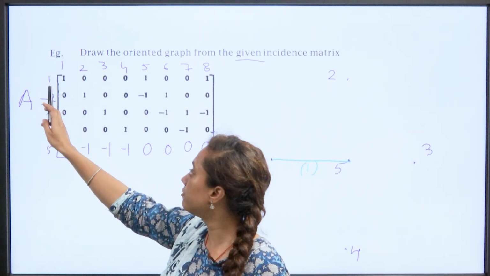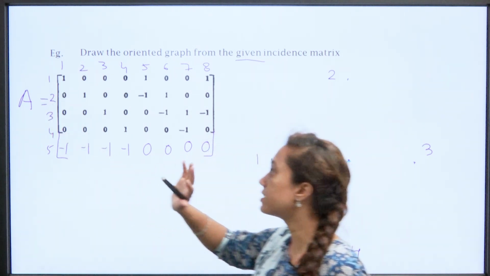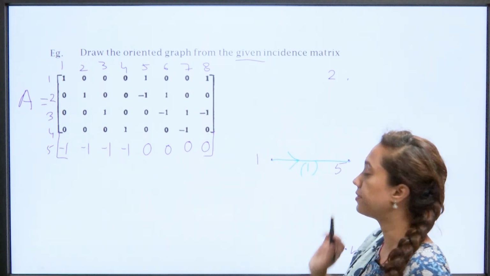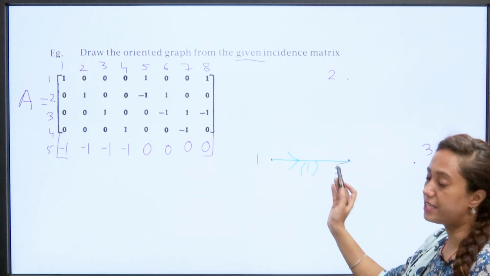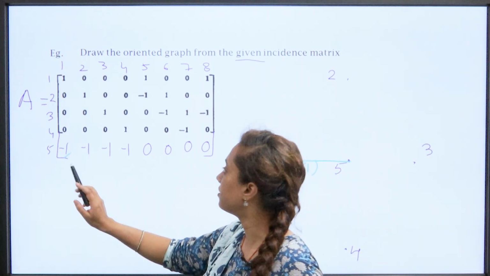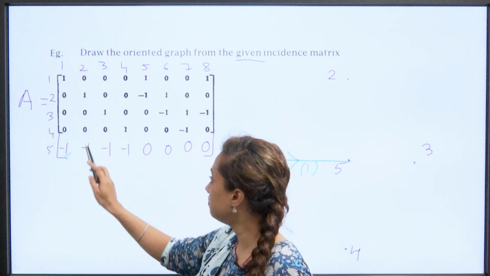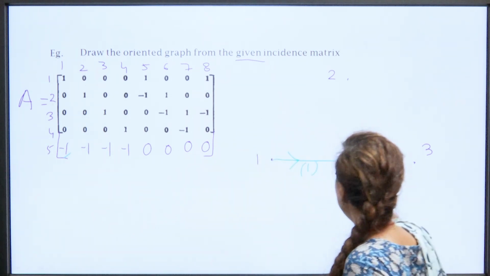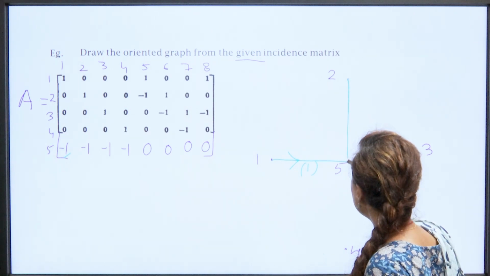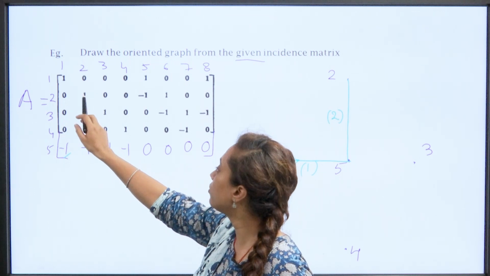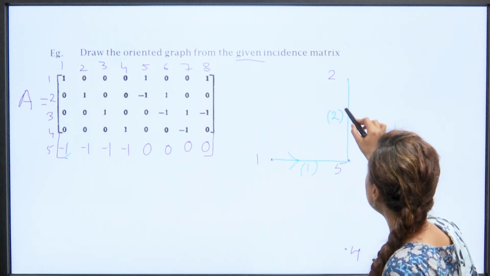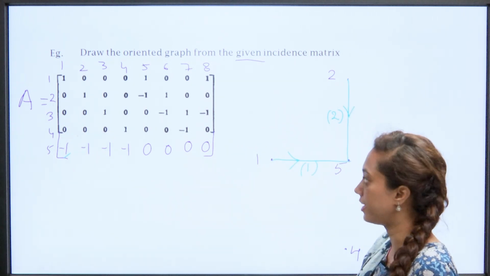Now for the orientation, for the first node it is +1. It means for the first node it is outgoing, right? That is why it is outgoing. For the fifth node it is incoming. Obviously it is -1 here. For the second branch it is between 2 and 5. For the orientation, for the second node it is +1, so it is outgoing for the second node.